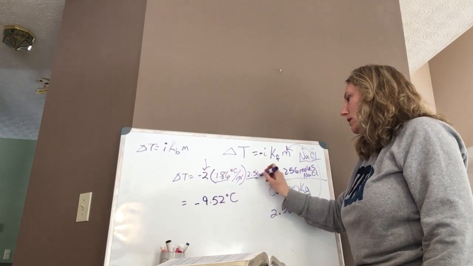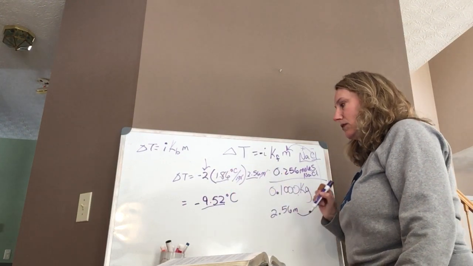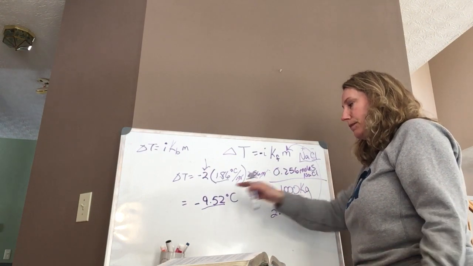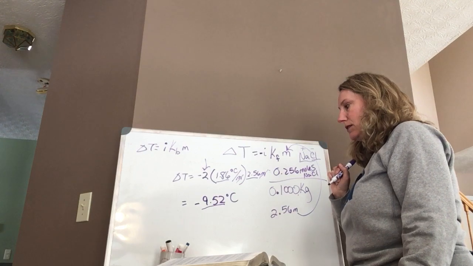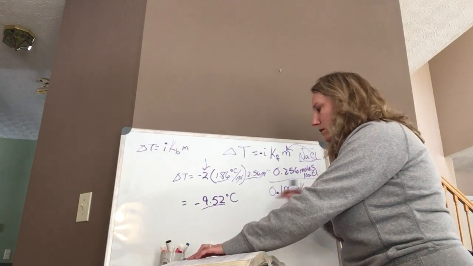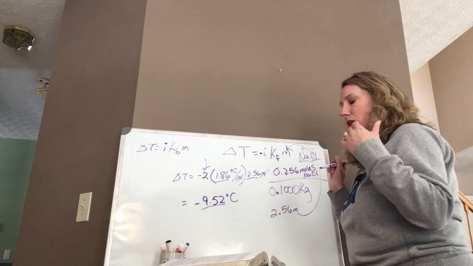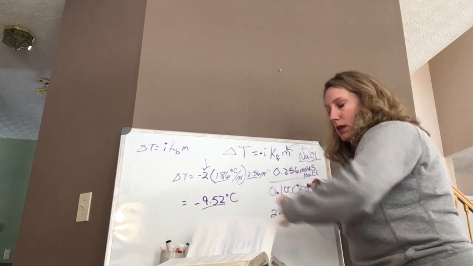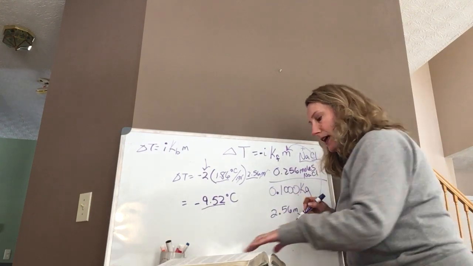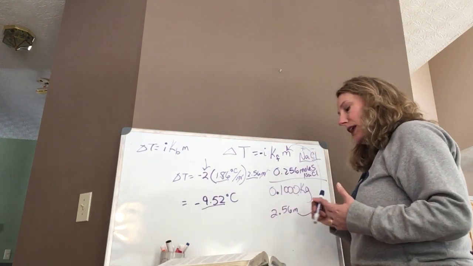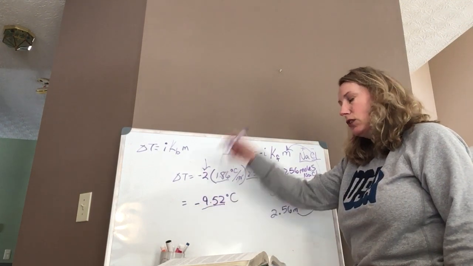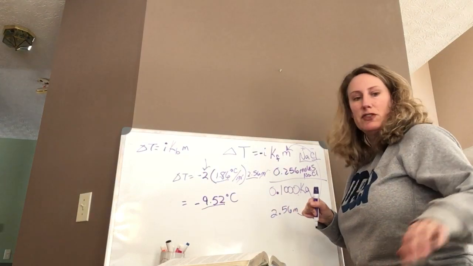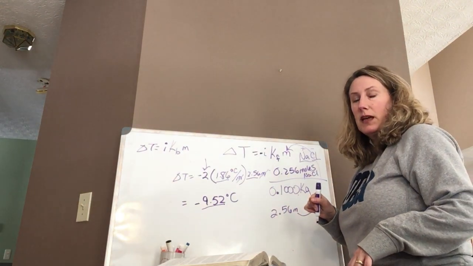This has 3, this has 3, so I get 3 places in my significant digits. So your answer is, the question said, what is the change in the water's boiling point? This is the change. It lowered it 9.52 degrees C, okay?